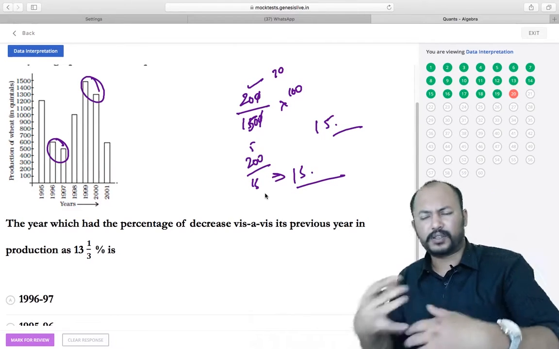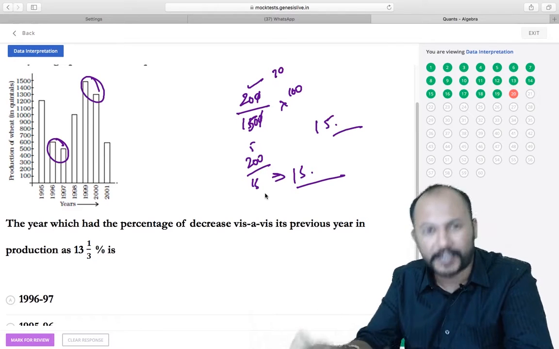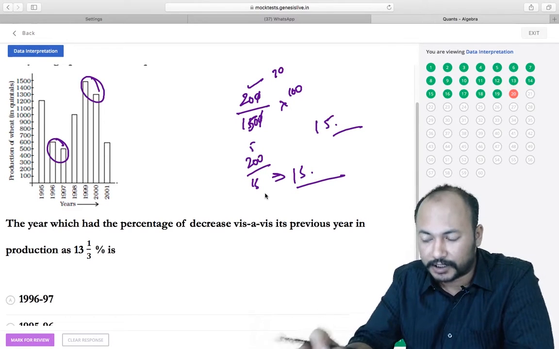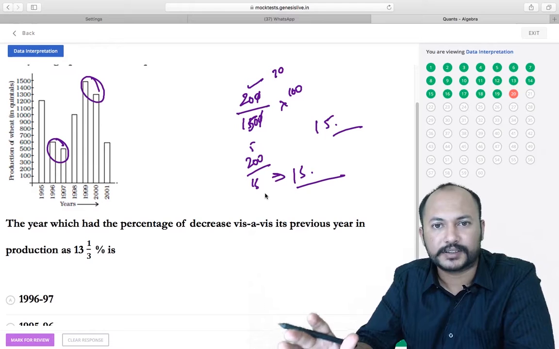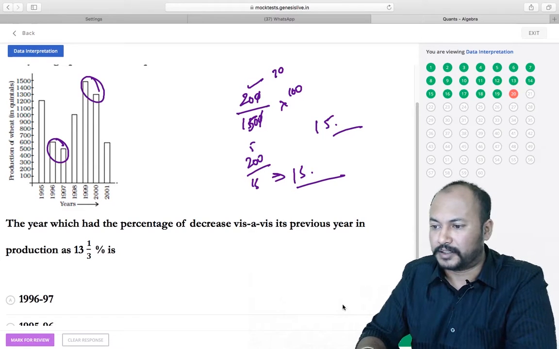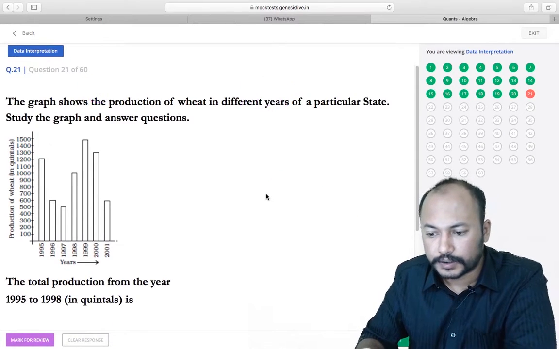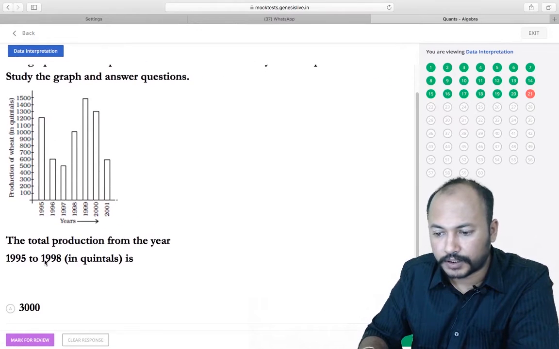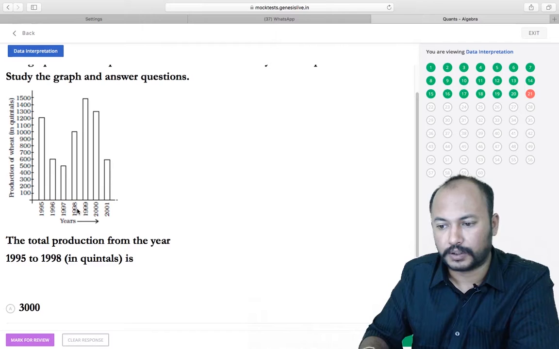So when you are trying to explain it fast, or when you are solving it fast, you tend to make these mistakes, but that's what makes a difference, right? Great. Next one is total production from the year 95 to 98.